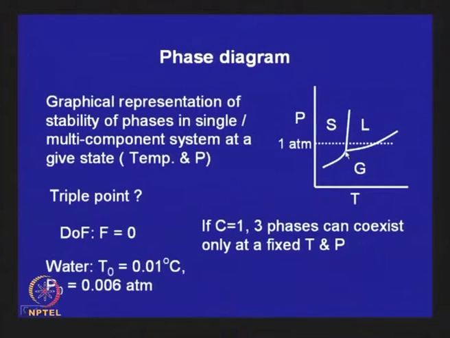For this particular case, if you try and apply the phase rule, you find for the triple point the degree of freedom is 0. So for any pure material, say water, this is a fixed point, which is written over here: this T naught is almost 0.01 degree centigrade and the pressure at that point is 0.006 atmosphere.